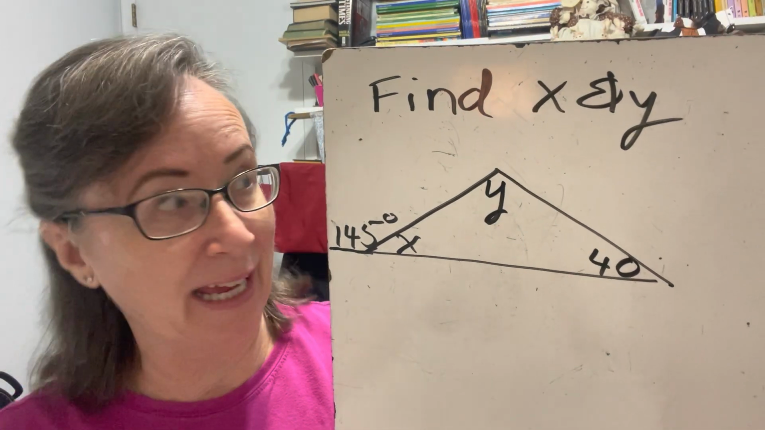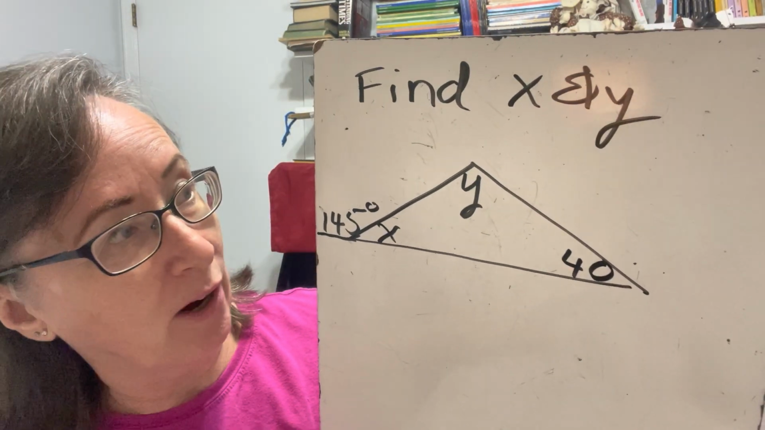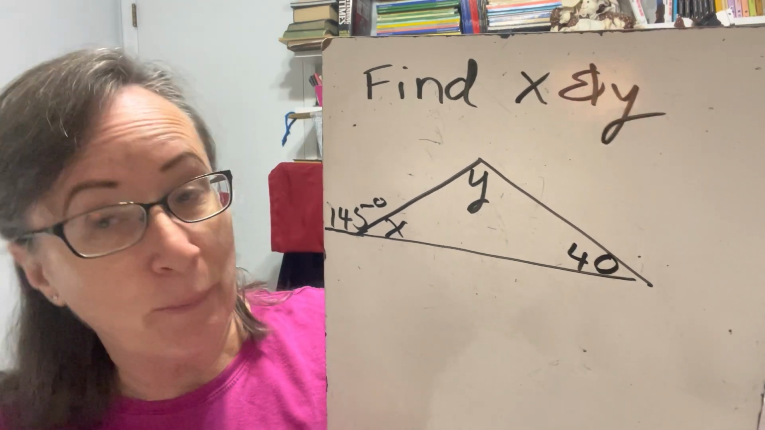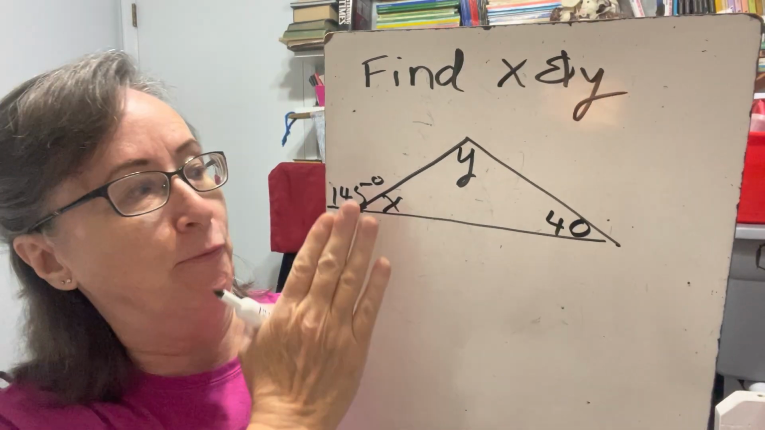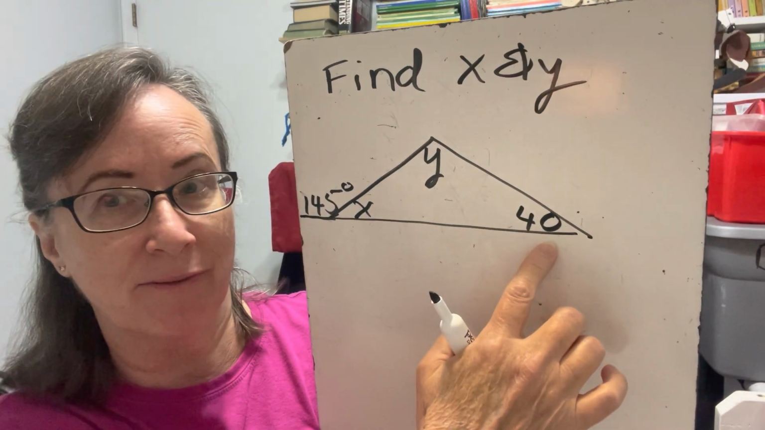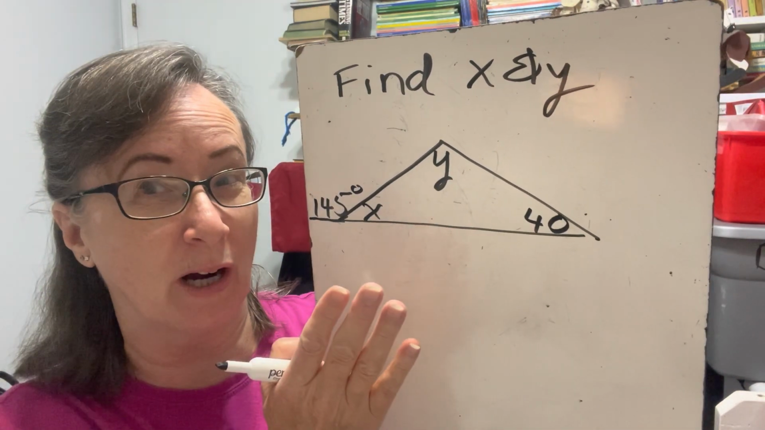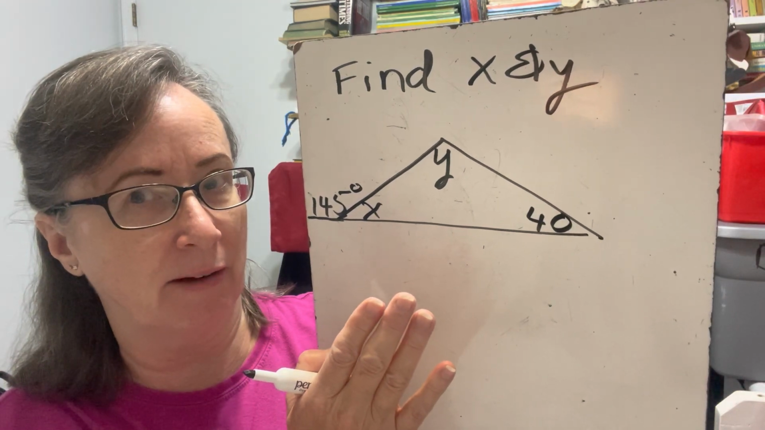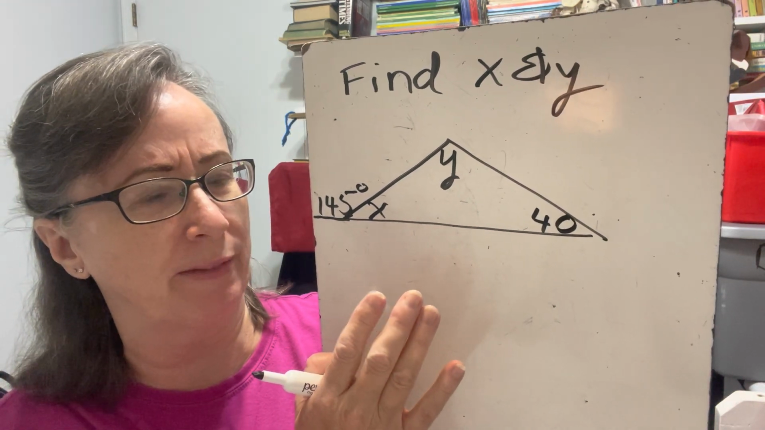Okay, here's example B. And we are to find X and Y. Now we have enough information. If we didn't have this one here, we'd be in trouble because we would only have the 40 and we would have 2 more unequal angles to figure out. That would be too much for the information.